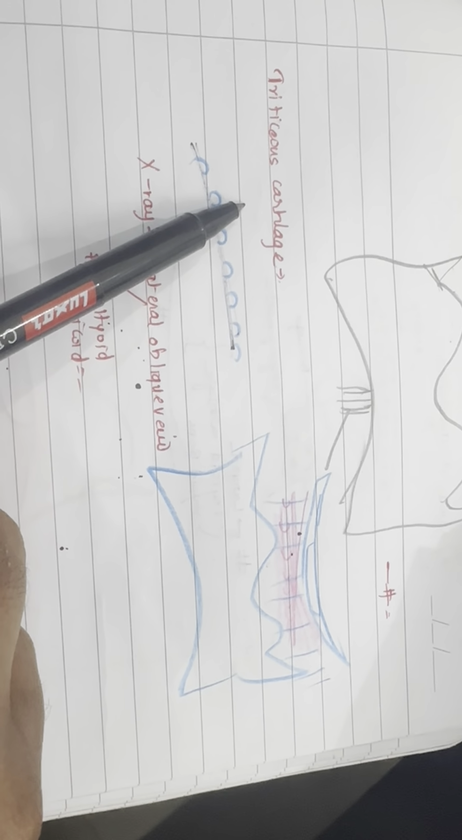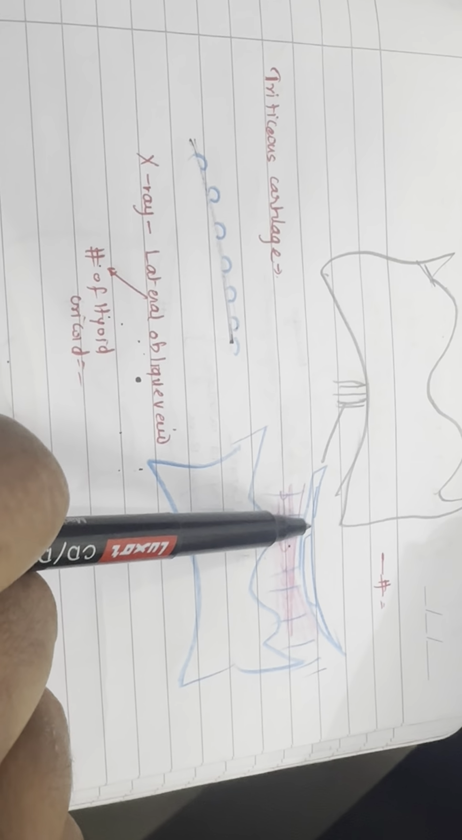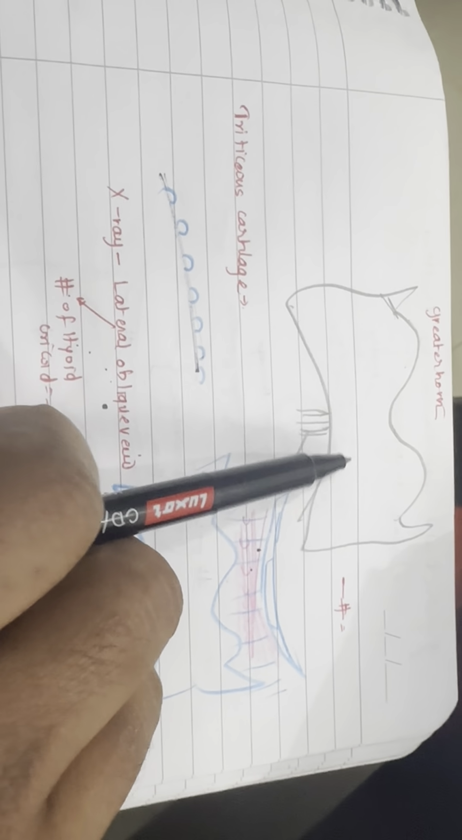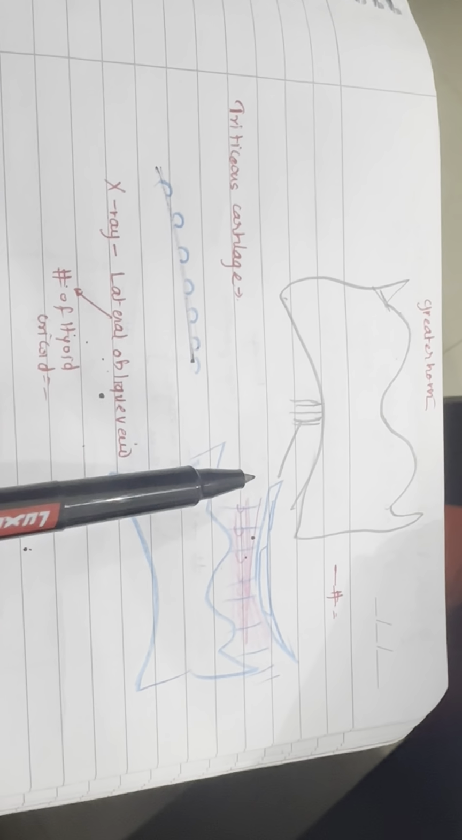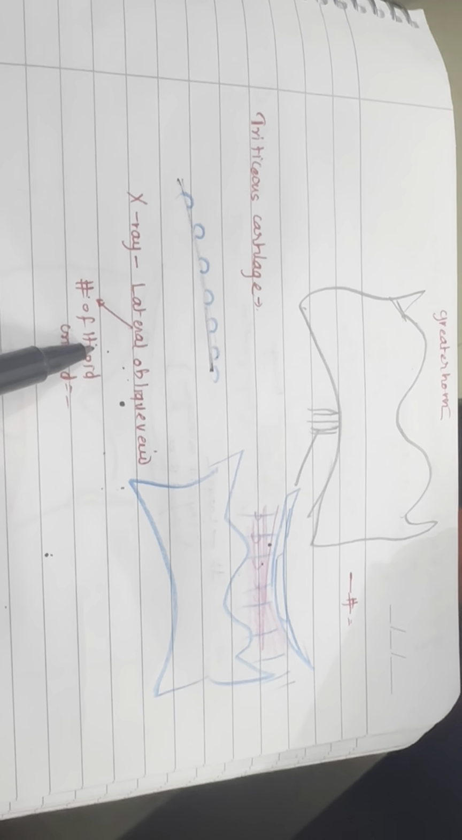Triticeous cartilages are little nodules embedded in the thyrohyoid ligament. These may be confused with a fracture of the superior horn of the thyroid cartilage. They are normal anatomical variants and can be palpated as nodules and easily moved in different directions.